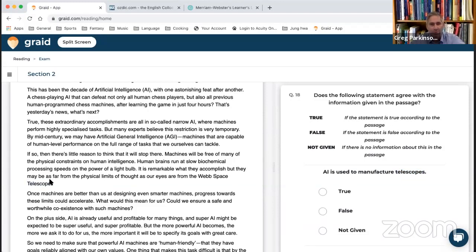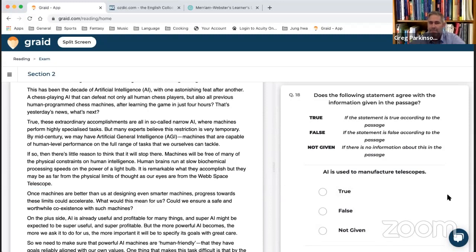So once you find the word that you think will tell you the answer, you just do this methodically. Then you just read the whole sentence, starting from it. It is remarkable what they accomplish, that they may be as far from the physical limits of thought as our eyes are from the Webb Space Telescope. Now, does this tell us that AI is used to manufacture telescopes? Is that true? Is it false, or is it not given?